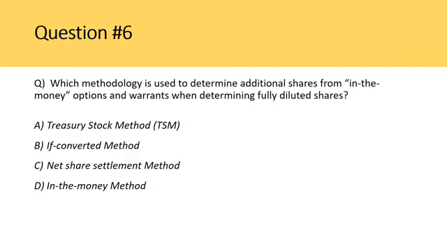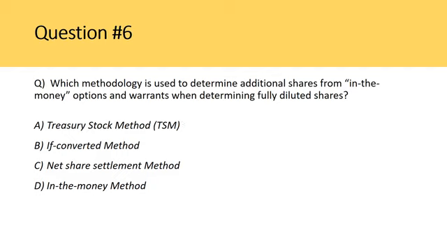Now, question 6: which methodology is used to determine additional shares from the in-the-money options and warrants when determining fully diluted shares? Well, the method that we use to calculate the new incremental shares from in-the-money options and warrants is the treasury stock method. And we talk about this method. We go through many examples in the video.